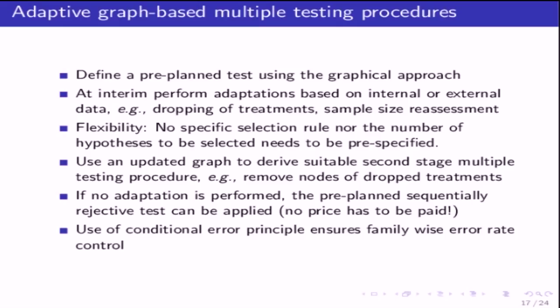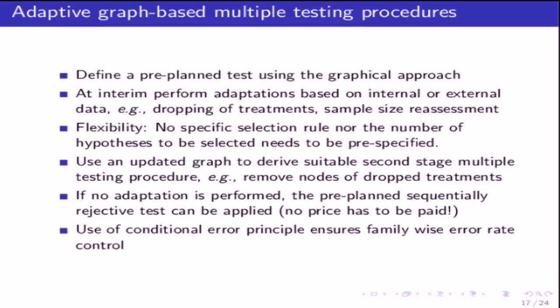So, what are now the adaptive graph-based multiple testing procedures? Let's wrap up. It means in the planning phase of the trial, we define a pre-planned test using the graphical approach. At the interim analysis, we can perform adaptations based on any internal or external data, so we can drop treatments, we can reassess the sample size. We have full flexibility because no specific selection rule nor the number of hypotheses to be selected needs to be pre-specified.